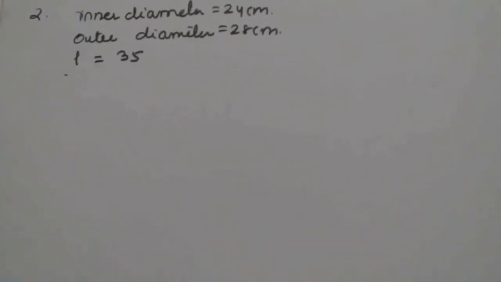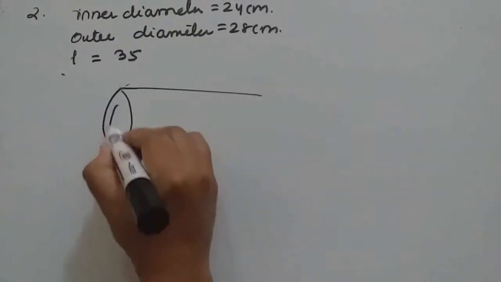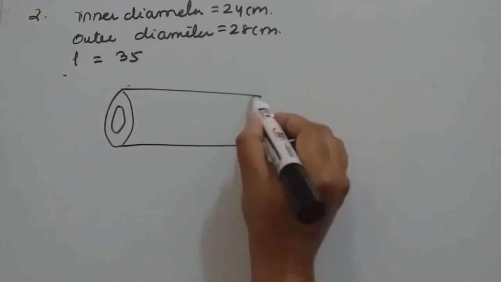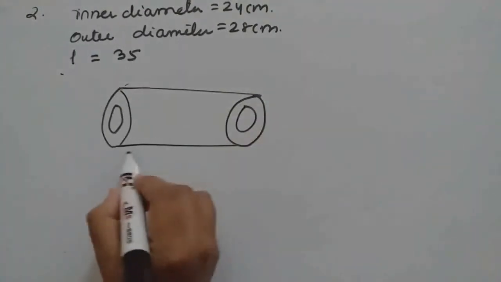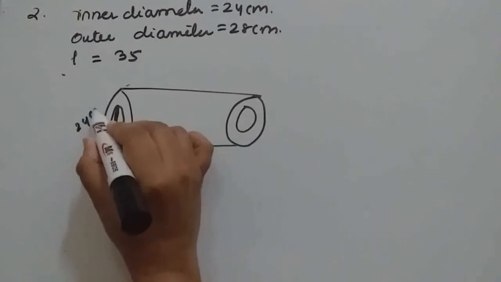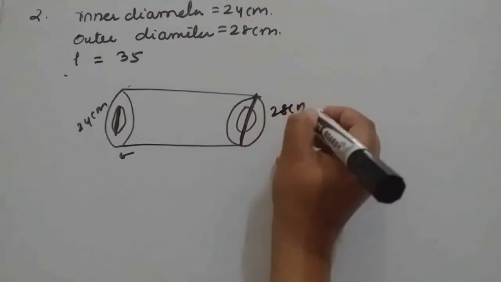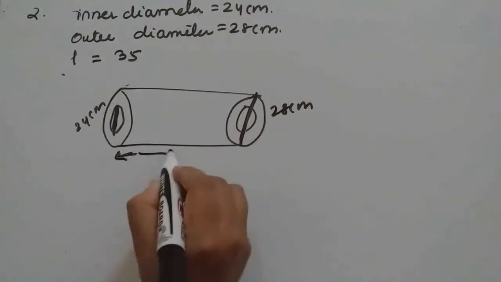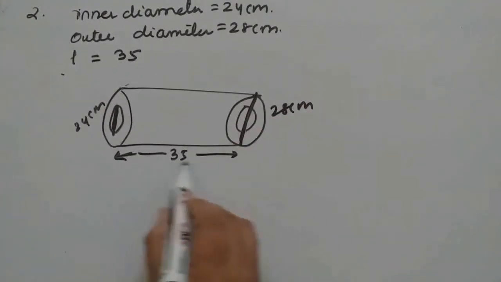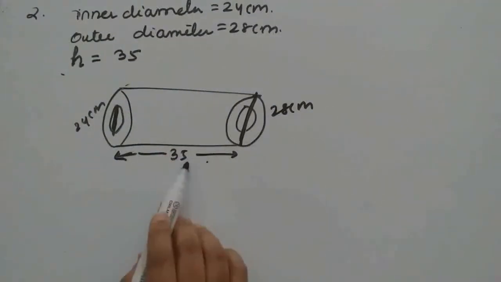In question number 2, the inner diameter of a wooden pipe is given. See, suppose this is the wooden pipe. Okay. So inner diameter means this one is given as 24 centimeter. Outer diameter means this one is given as 28 centimeter. Length means this is 35. So that we can consider as h, isn't it? So length of the pipe means h is 35.